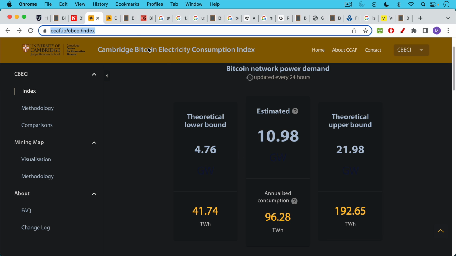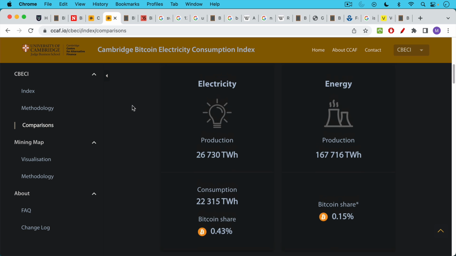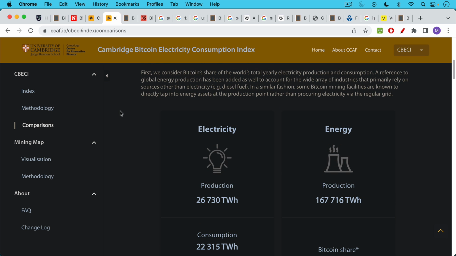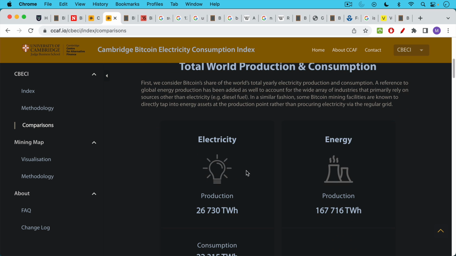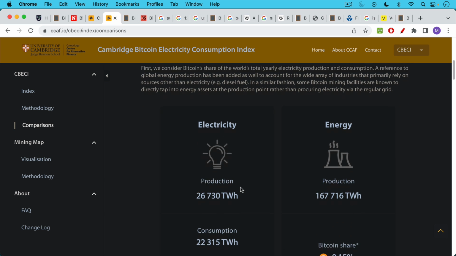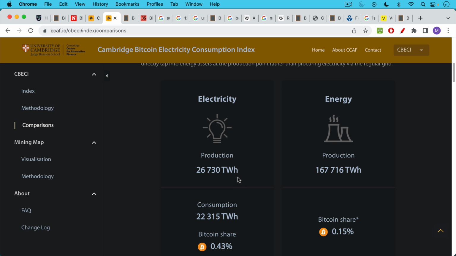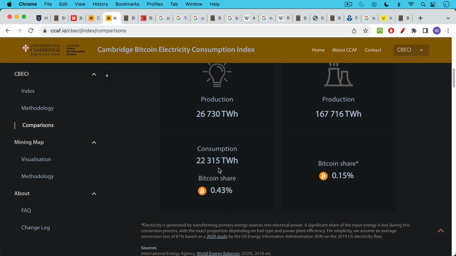It says 96 terawatt hours. If we look at global energy consumption and production, which I'm taking here from the Cambridge Bitcoin Electricity Consumption Index, electricity production globally is about 26,000, 27,000 terawatt hours. Consumption is less than that, as it always needs to be, because you build for peak demand. Global electricity consumption, about 22,000, 23,000 terawatt hours.